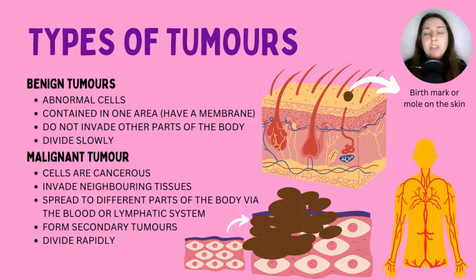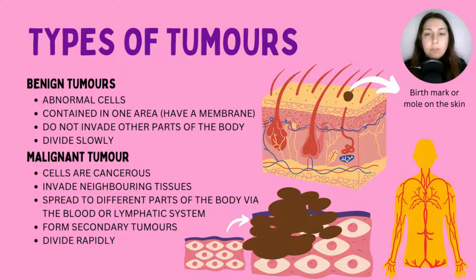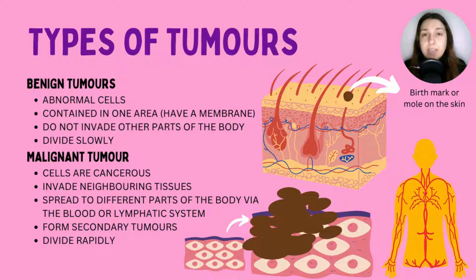Because if they do change because of, say, UV exposure or environmental factors, it can actually become a malignant tumor. This is a more cancerous tumor. So benign tumors are non-cancerous, but malignant ones are. So malignant tumors are essentially fast dividing. They divide very quickly. They are able to form secondary tumors.